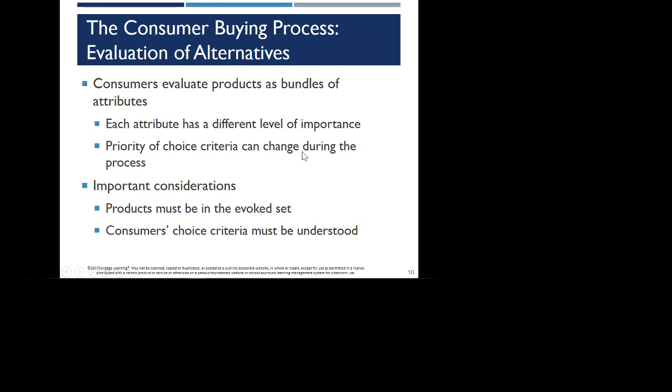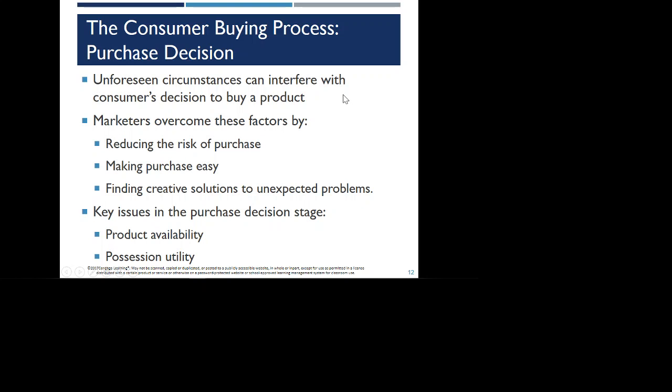Evaluation of alternatives, again, I mentioned this as well, but basically you're going to think about all the benefits you would derive from each of the alternatives, and that helps you determine a choice to make. Once you've made a choice, you make the purchase. In marketing, we try to facilitate the purchase by reducing risk, making it easy to go ahead and do the purchase and things like that. Also, like it says there in the last part, you've got to make sure that you can make the product available to the consumer when they want it.